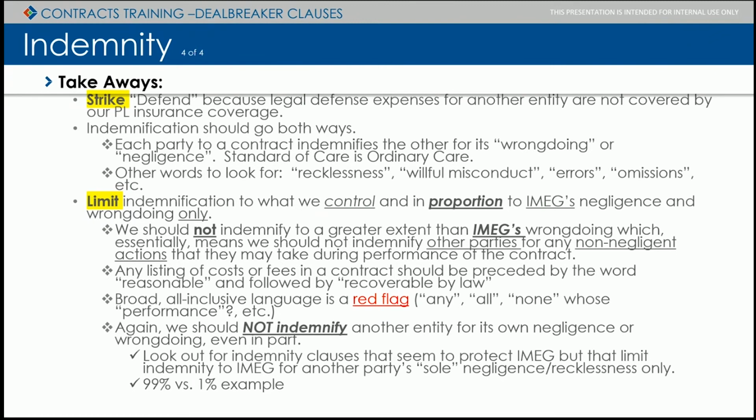All right, a lot of these other points I've made already. Anytime the clause is talking about a list of costs, fees, or what the indemnification includes, you want to include "recoverable by law" in quotes, because that ties into our insurance coverage. If that's in the contract, then our insurance coverage will cover costs and attorney's fees that are recoverable by law. So it's three words that matter. Look out for broad, all-inclusive language, as in that example I previously gave: any, all, none.